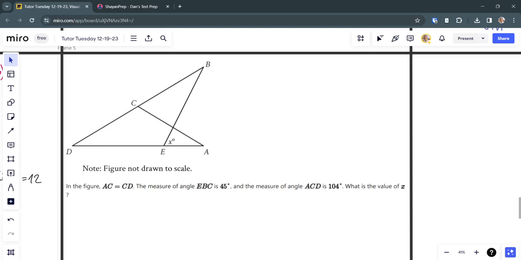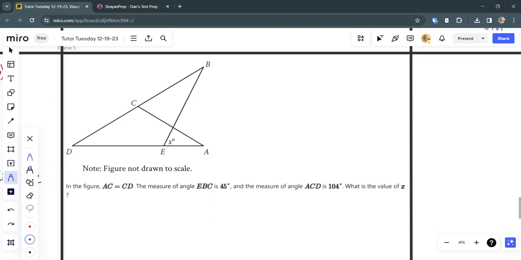I think for these geometry problems, I just like to write stuff down. I just like to label everything. So if EBC is 45 degrees, angle ACD is 104 degrees, and AC equals CD, those are congruent sides, what is the value of X?